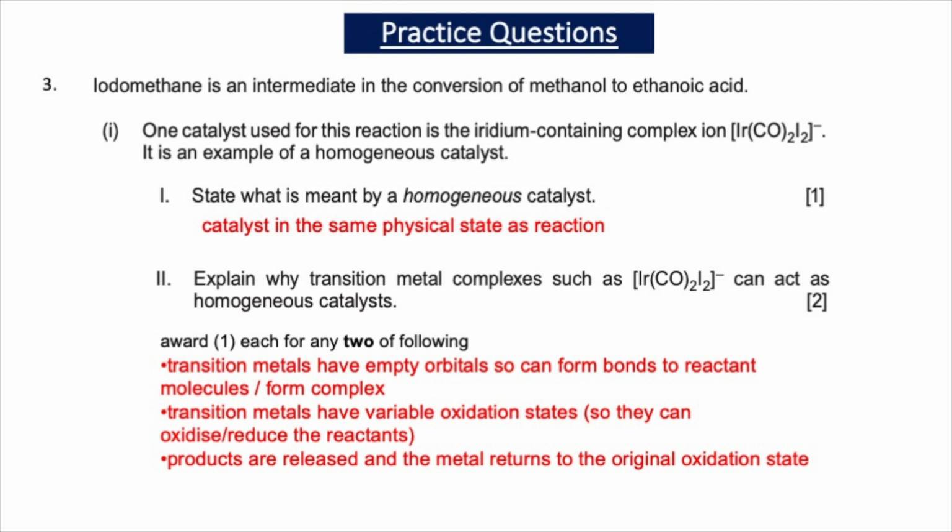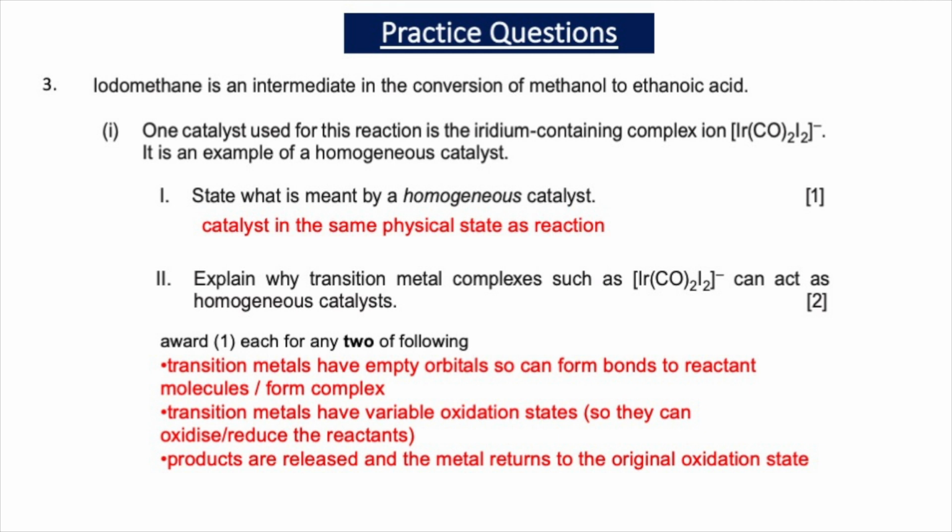So now let's go through the answers to question 3. So it says iodomethane is an intermediate in the conversion of methanol to ethanoic acid. 1 catalyst used for this reaction is the iridium-containing complex ion, Ir(CO)2I2 minus, and it is an example of a homogeneous catalyst. And the question says state what is meant by a homogeneous catalyst, and this is a 1 mark question. So if you said that it's a catalyst in the same physical state as the reaction, you get 1 mark.